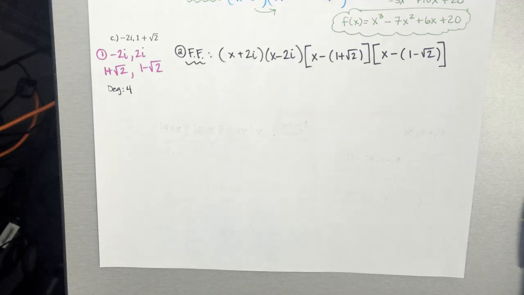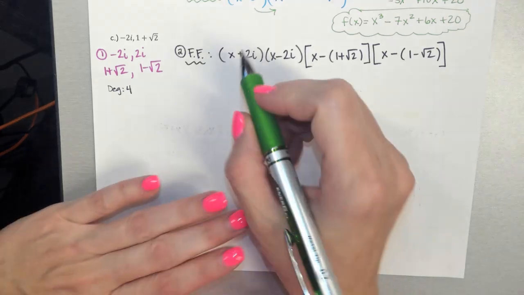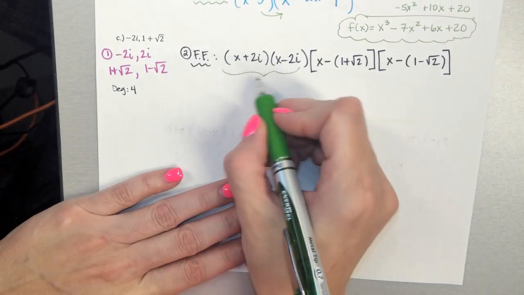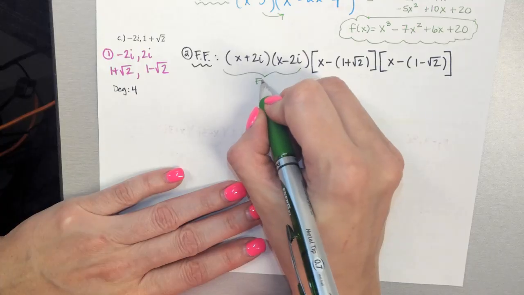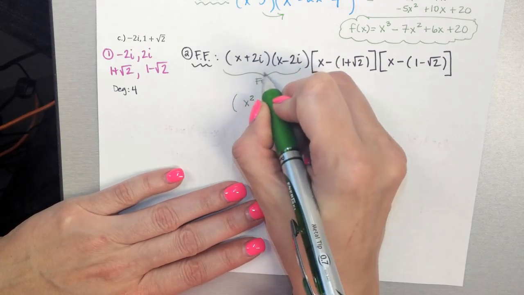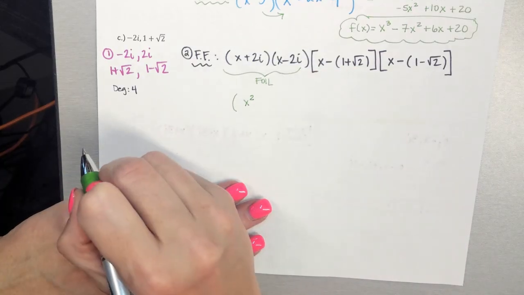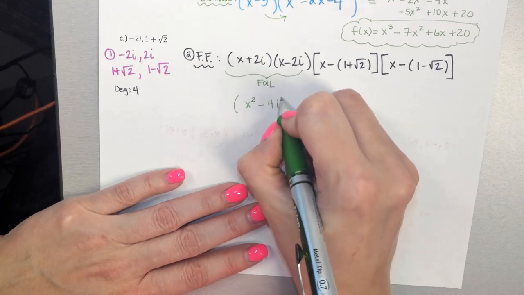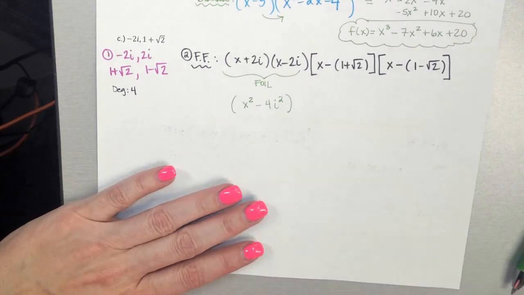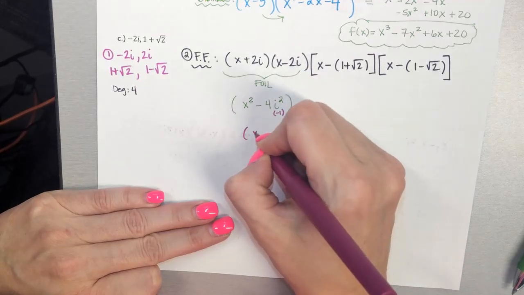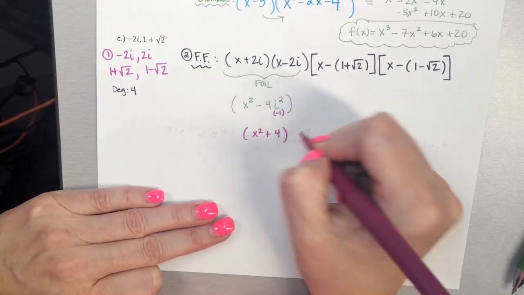Okay, and you can decide what you want to simplify first. You're going to work with the conjugates together. This one is going to be a little simpler when you FOIL. So you get x squared. We know the middle and the outside, those are going to cancel. 2i times negative 2i is negative 4i squared. And then we always are going to substitute in that negative 1. So this becomes x squared plus 4.